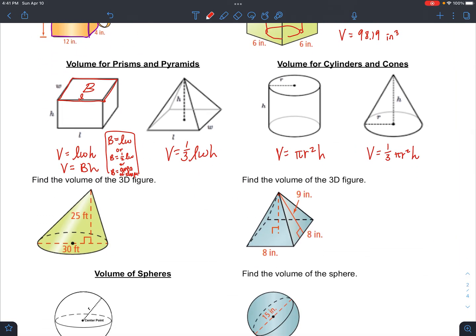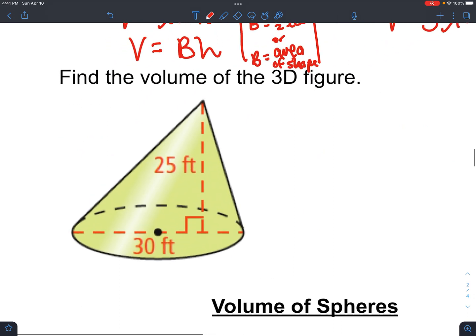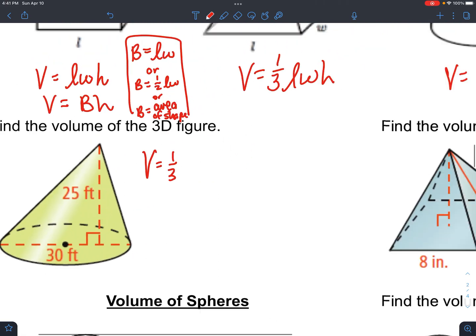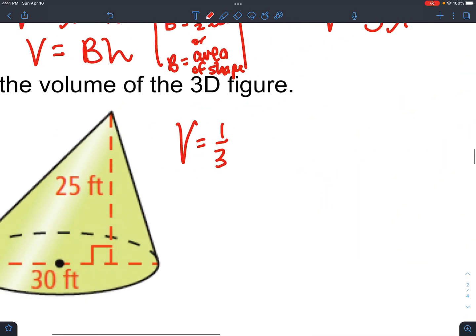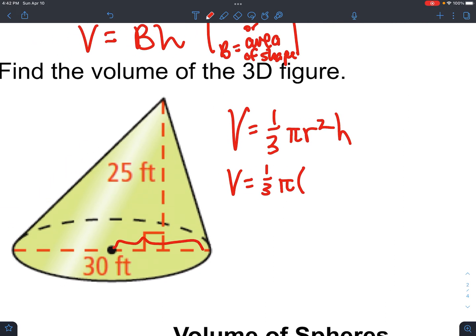All right. So the volume of this cone has this formula. Wait, hold on. Yep, pi r squared h, times 1/3. You'll be given that formula. It'll tell you that that's the formula for a cone. So the radius is going to be this length, which is 15. And the height is 25.